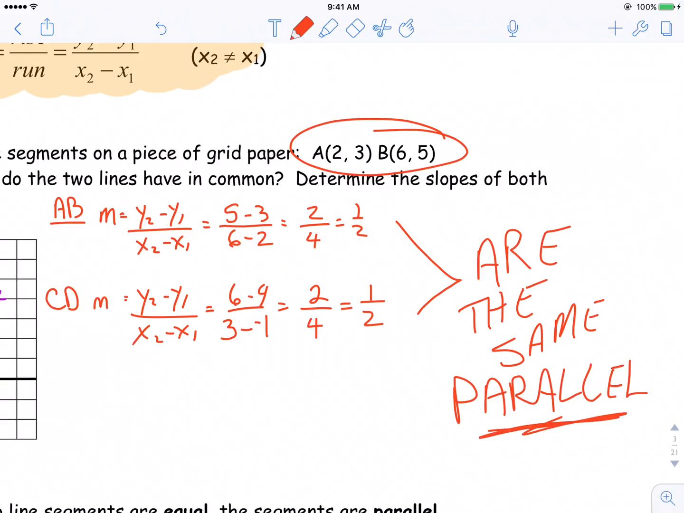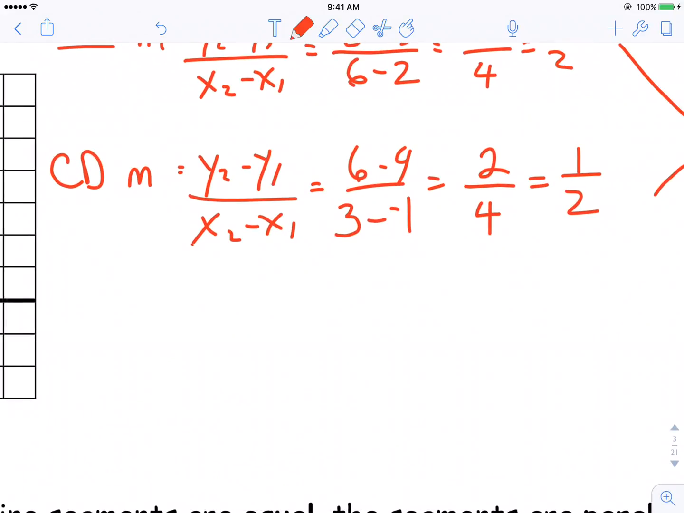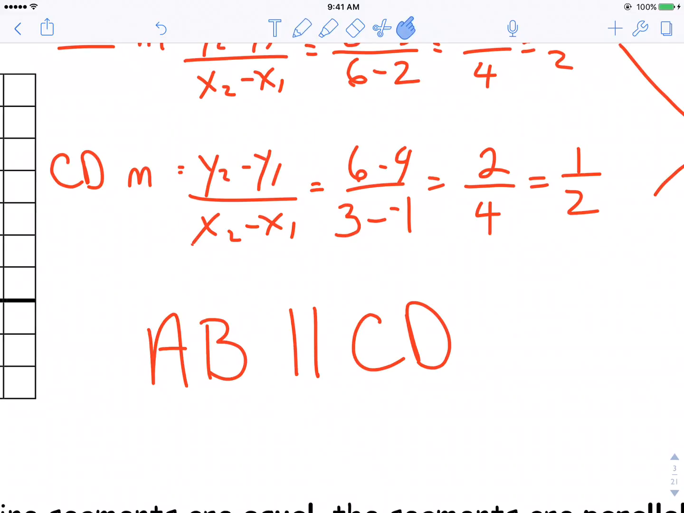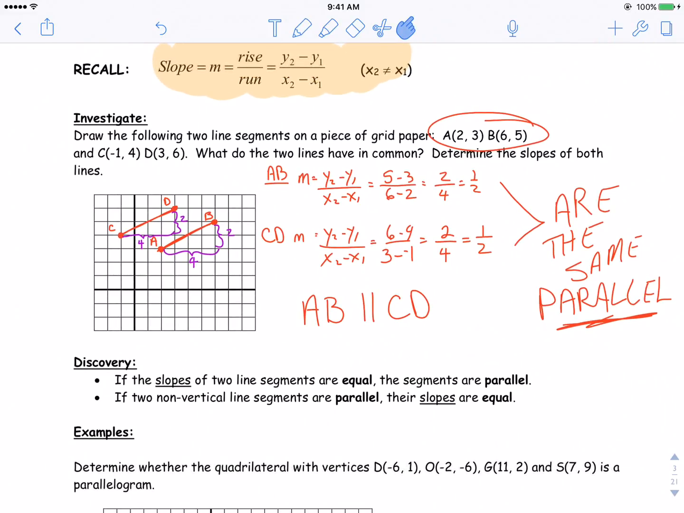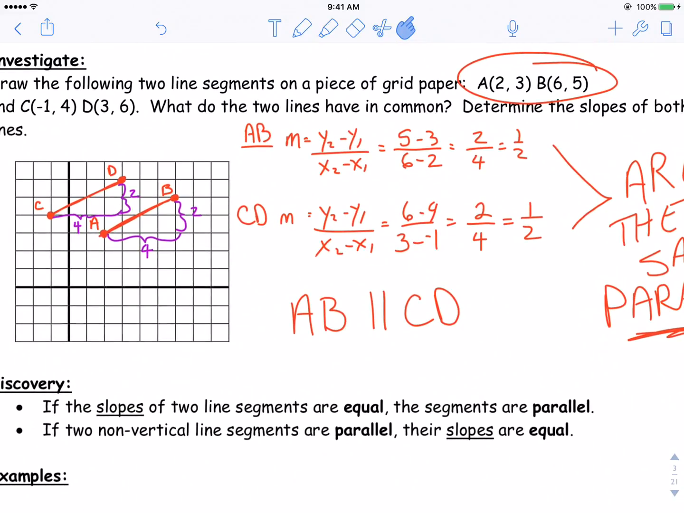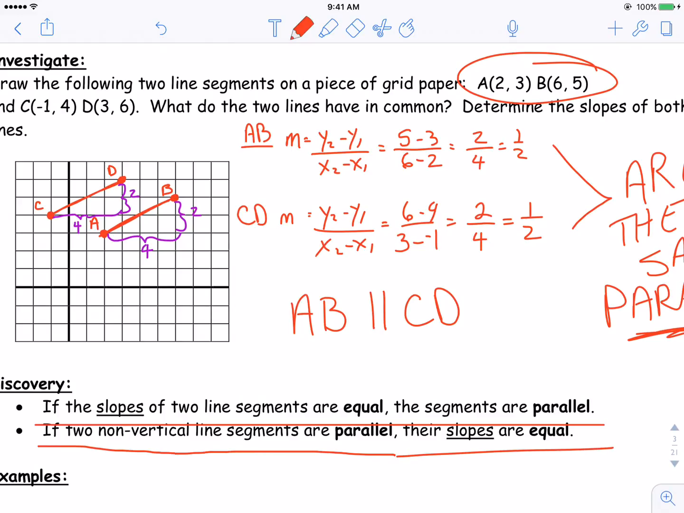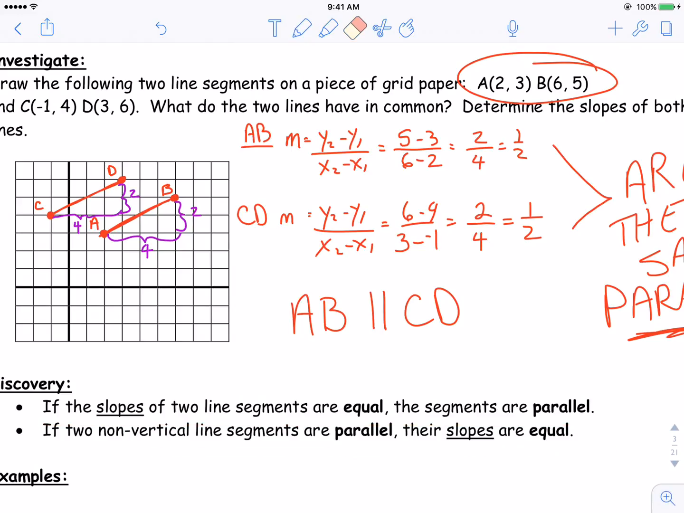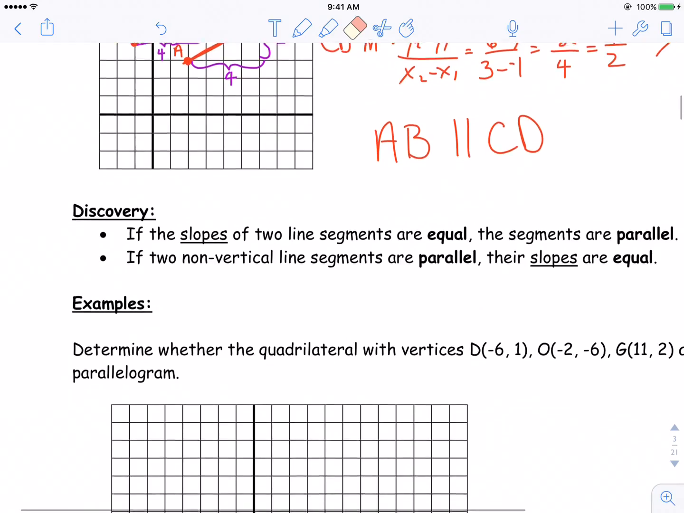So if two line segments have the same slope, they're parallel. And one way we can write that is by saying line segment AB is parallel to line segment CD. And then those rules are just listed a little bit below here. If the slopes of two line segments are equal, the line segments are parallel. Or vice versa, if two non-vertical line segments are parallel, then their slopes are equal. Two little rules to remember. I'll come back with an example in a second.